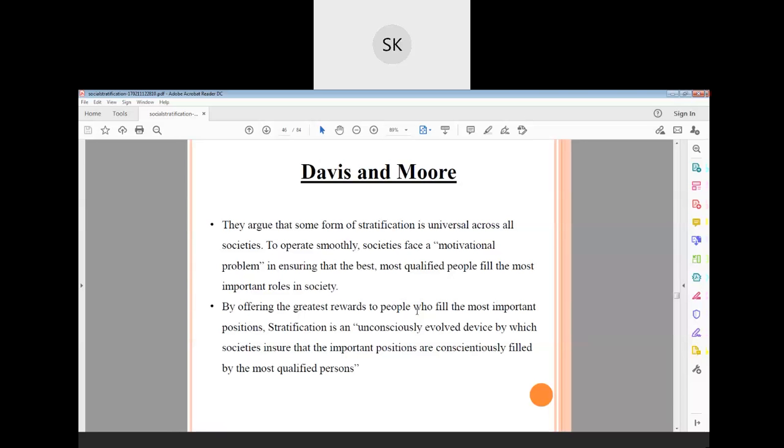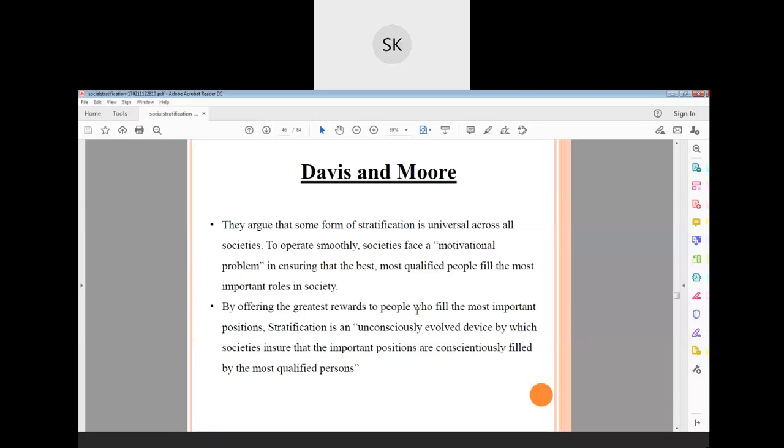They argued that some form of stratification is universal, not all forms. For example, casteism happens in particular places, but if you go to the US or UK, there is no caste stratification. In some places, income stratification will be there. Income stratification is everywhere. That is universal. This is what they are saying, that some form of stratification is universal across all societies, and to operate smoothly, societies face a motivational problem in ensuring that the best people fill the important roles. There is a motivational problem for the people.